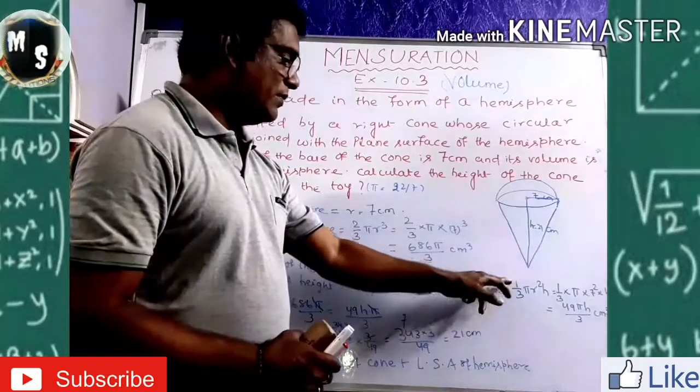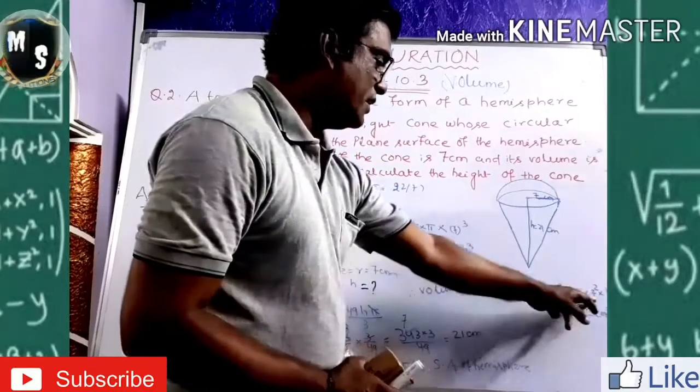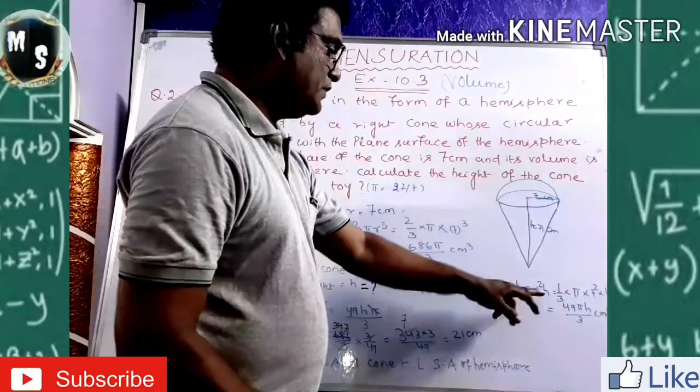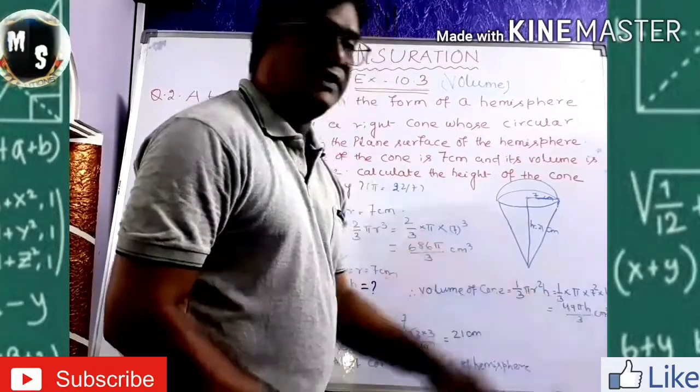So volume of the cone is 1 by 3 pi r square h. So 1 by 3 pi into r is 7 square into h. H is not given to you. So now it is coming 49 by 3 pi h cubic centimeter.